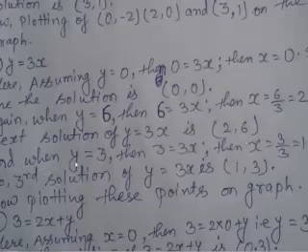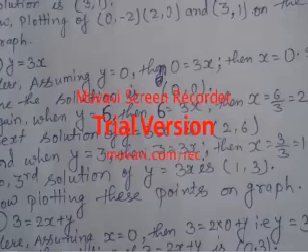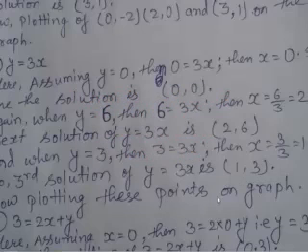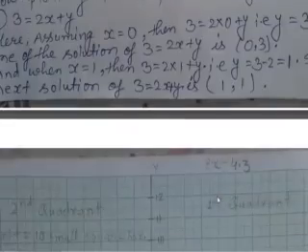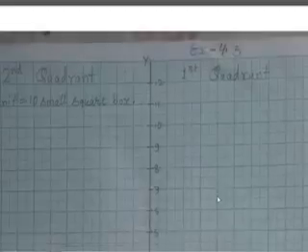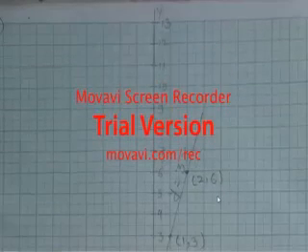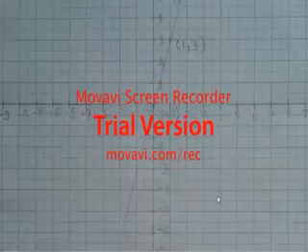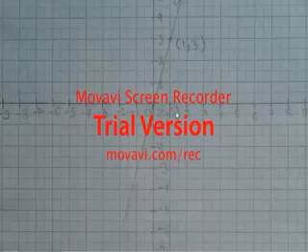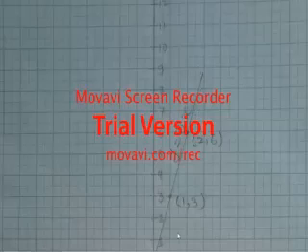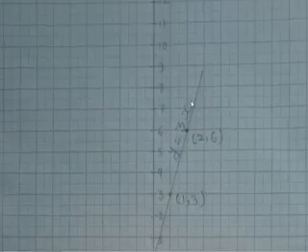In the same way, when y is equal to 3, then 3 is equal to 3x. 3 is also divisible by 3, so x is equal to 3 by 3, that is 1. So the third solution of y is equal to 3x is 1 comma 3. Now plotting these points on the graph, if you see, this is the third question's graph. 2 comma 6, 1 comma 3, and then the point 0 comma 0 are over here. Then this line is joined, and this becomes the y is equal to 3x line.